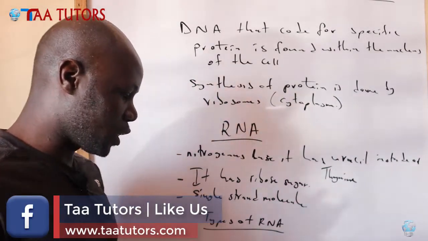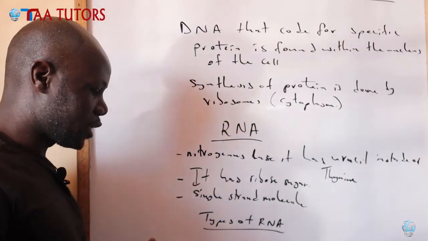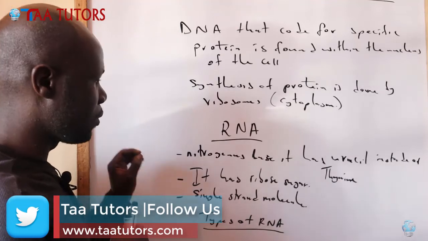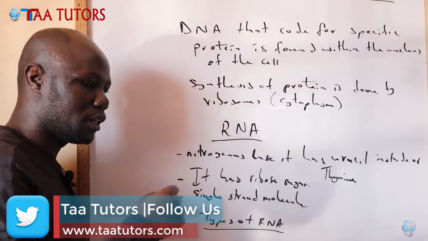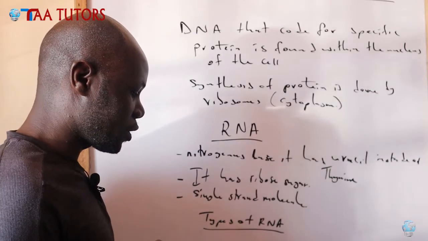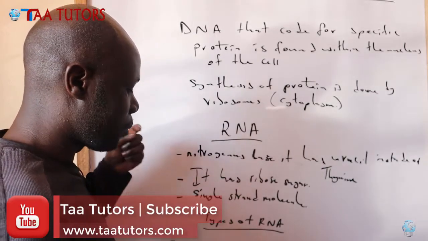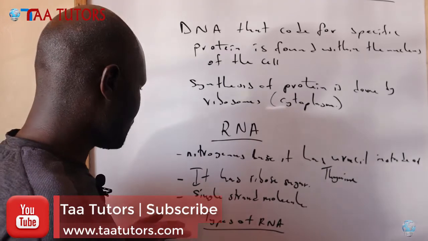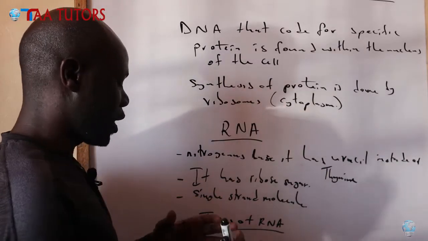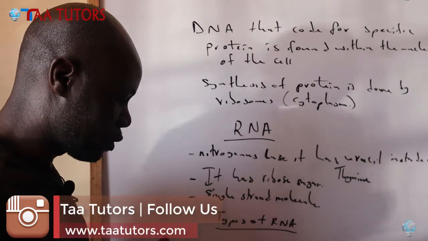The first process: the RNA will be carrying the instruction of the polypeptide from the DNA in the nucleus, and then it carries it to the ribosome. So that is the first thing, making sure that the instructions found in the DNA in the nucleus are carried to the ribosomes. That is the first role that it will be doing.